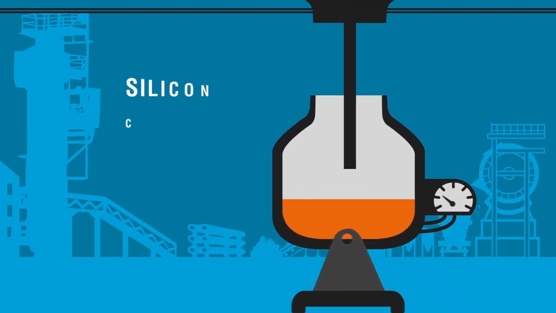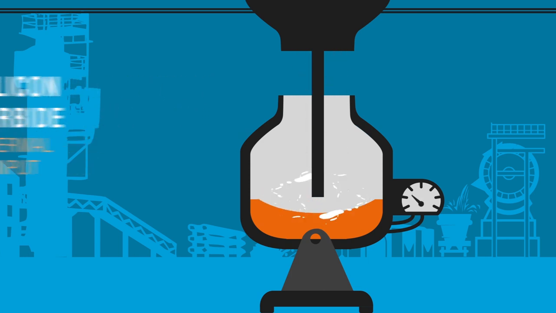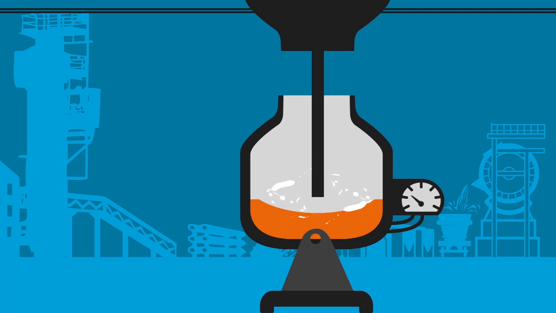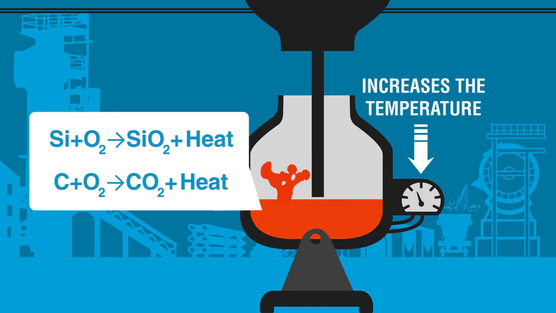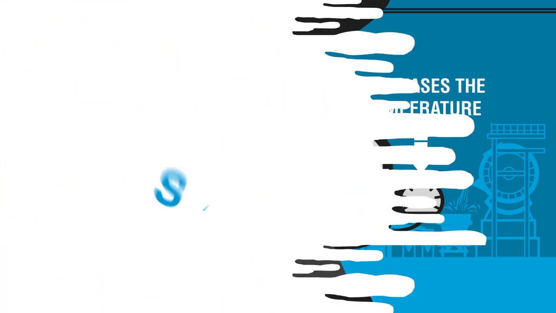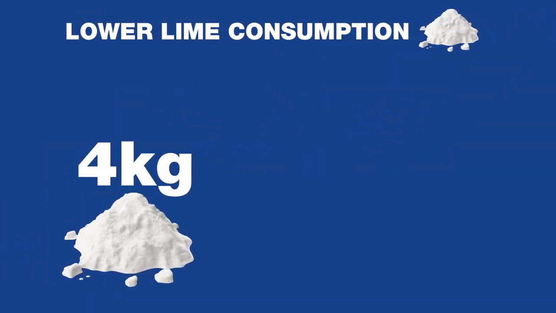In the LD furnace, the silicon carbide is added as thermal input in the process, meaning when the liquid metal is below the expected temperature, the silicon carbide is added. And by means of chemical reactions, the temperature of the metal increases. The silicon carbide provides the best cost benefit and lower lime consumption for the same basicity of slag.